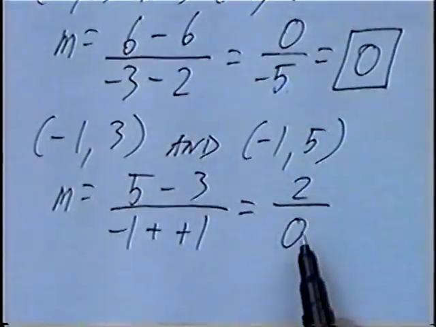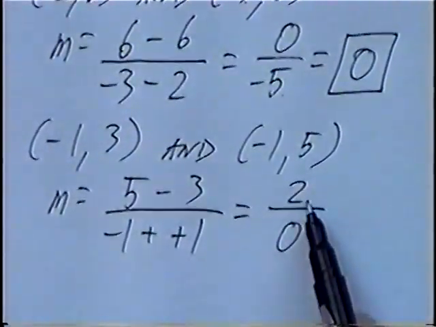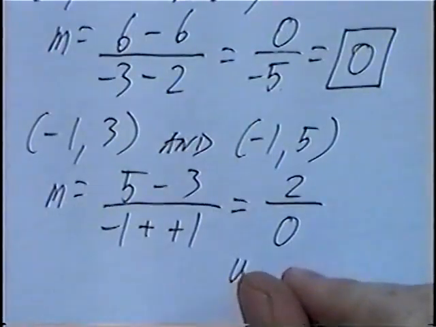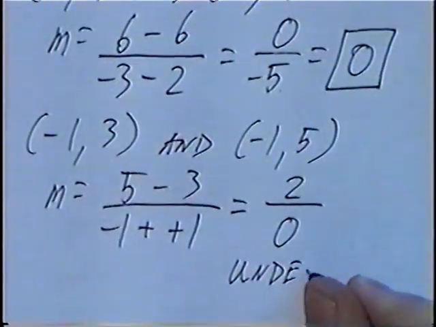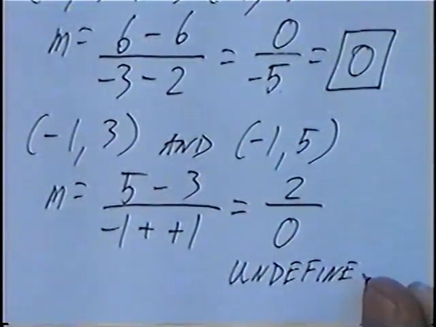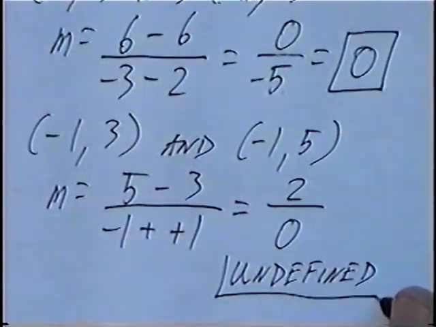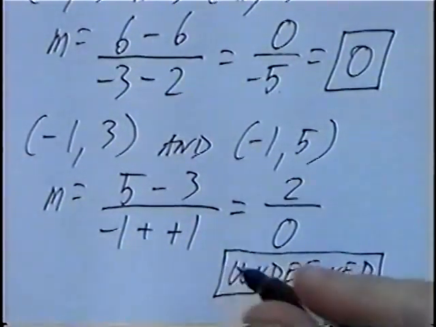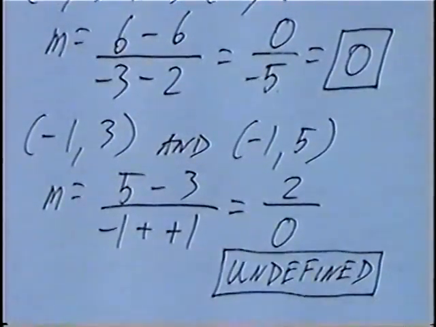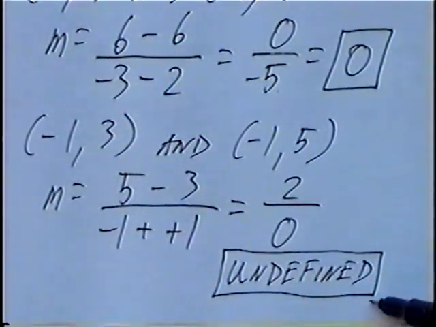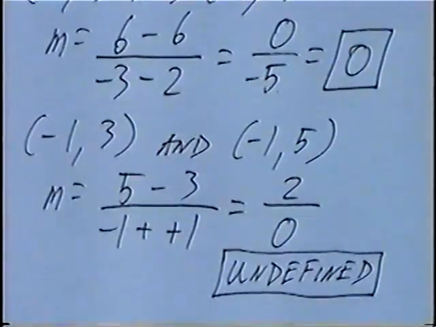For this question, 2 divided by 0, or any number divided by 0, the answer would be undefined. It is impossible to divide any number by 0. So the slope would be undefined, or in terms of graph, the line would be a vertical line straight up and down.